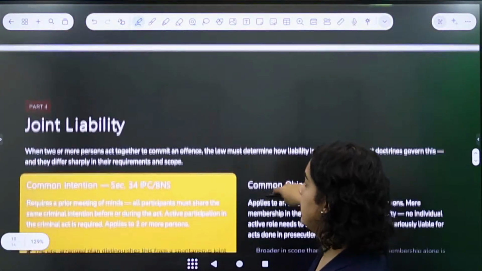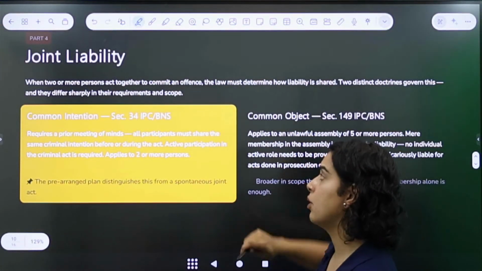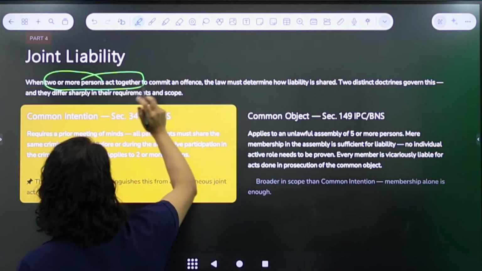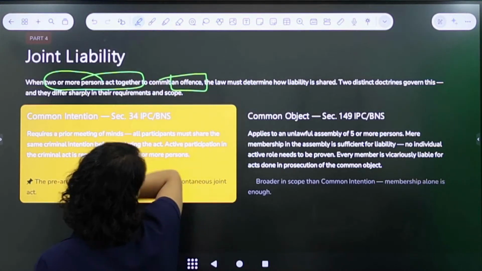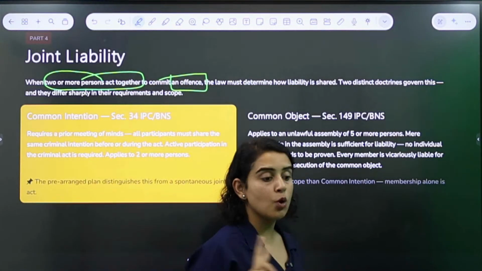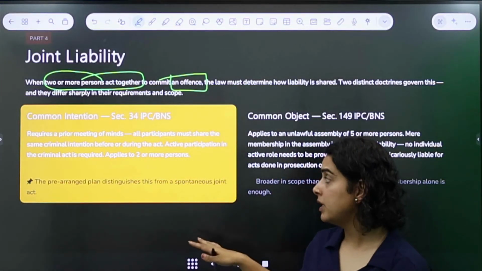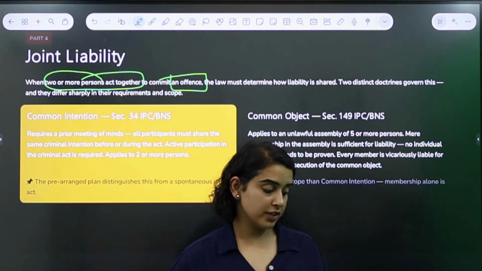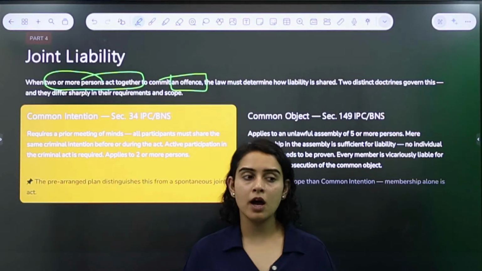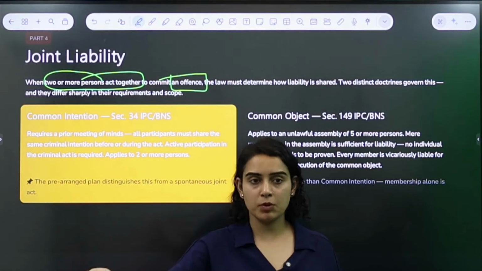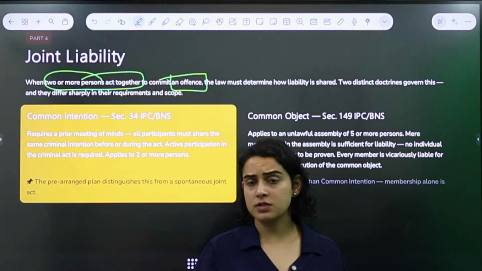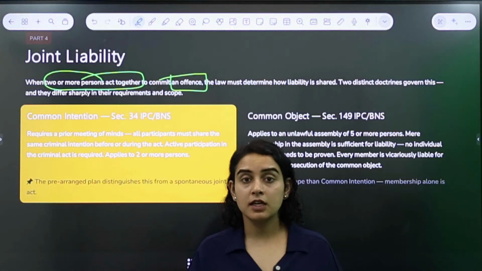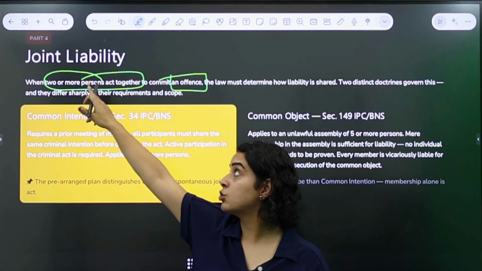Okay, moving ahead. Joint liability, very important. When two or more people are acting together to do one same offense, in that case, both of them or all of them will be liable. Now, a very common example we have is the example of riots. Whenever any sort of riots happen, there are a lot of people who come together and vandalize public property, who cause a lot of chaos in the entire society. So in that case, every person that is part of that riot is liable, and that's what joint liability says.